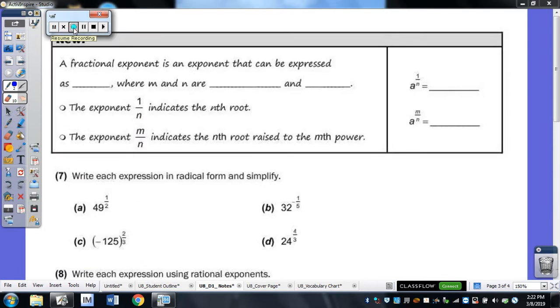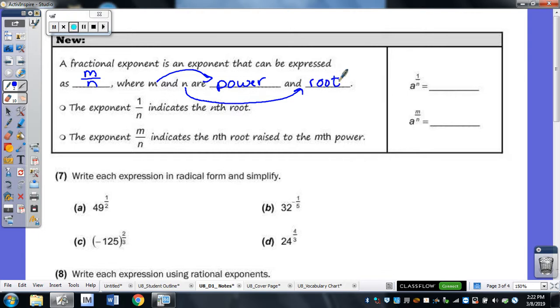So a fractional exponent is an exponent that can be expressed as m over n. And so what happens is m is your power, n is your root. So power deals with your exponents. Roots, that goes back to what we did a few units ago. You have your square root, cube root, fourth root, fifth root. So it's the opposite of an exponent. So the exponent 1 over n indicates the nth root, and the exponent m over n indicates the nth root raised to the mth power.